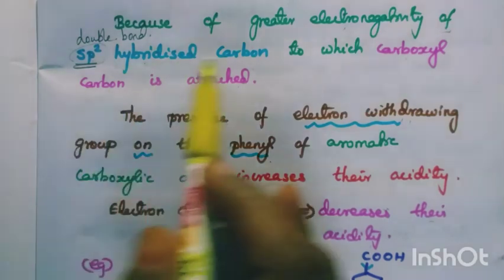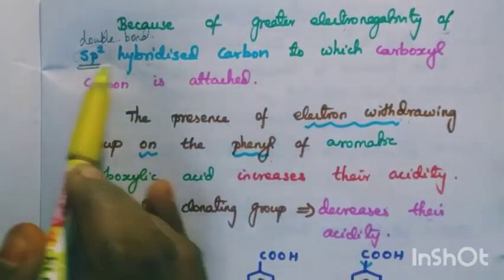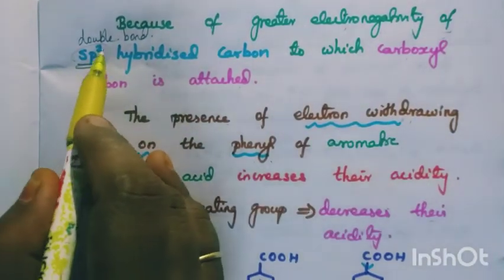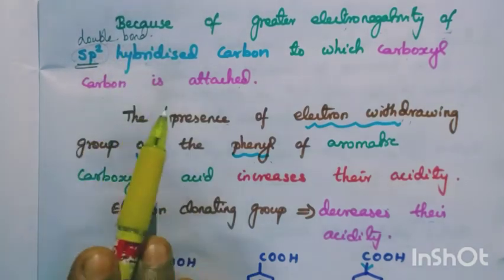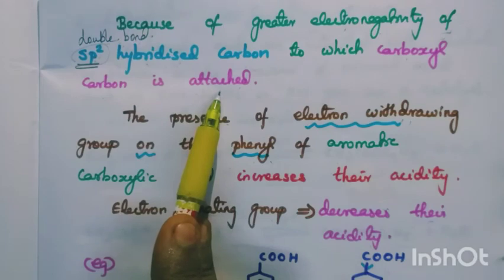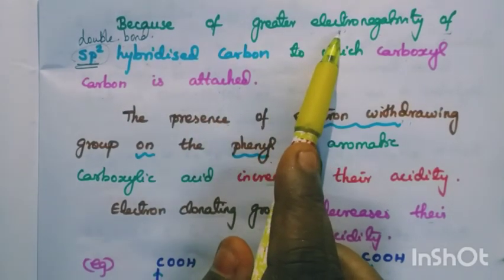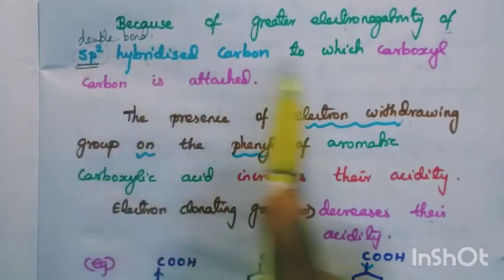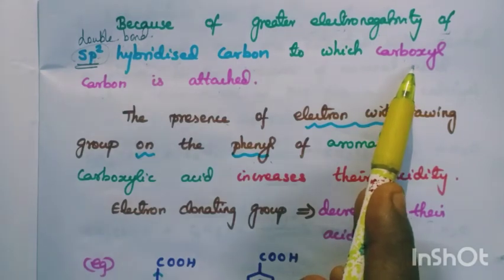Because of the greater electronegativity of sp2 carbon. In that vinyl, we have a carbon-carbon double bond, no? So, the sp2 carbon to which the carboxyl group is attached. So, the electronegativity arises since the double bond is attached to the carboxyl group.